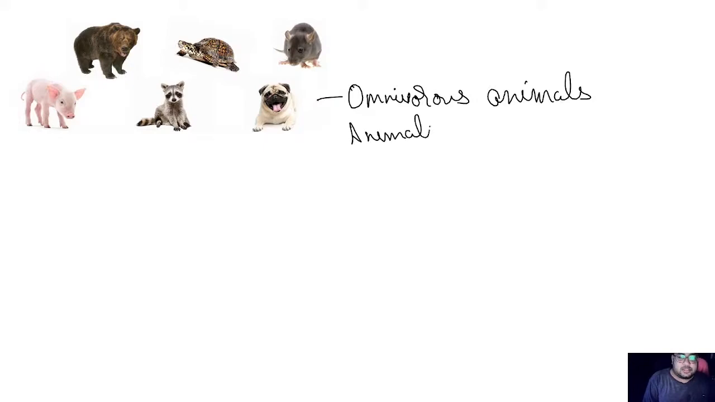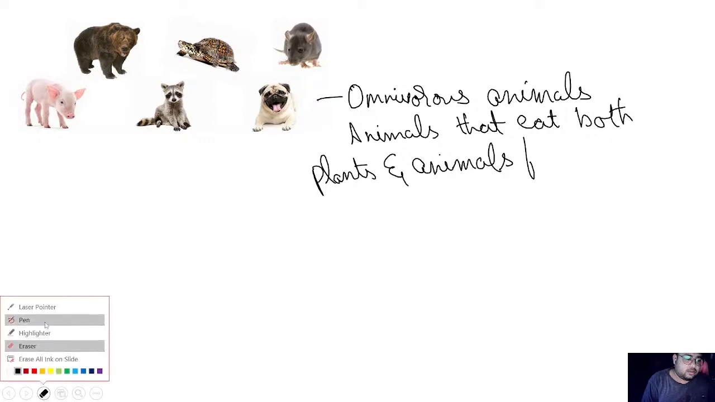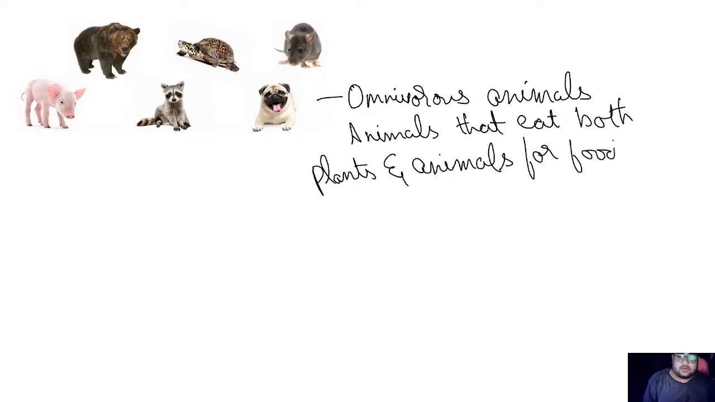That is omnivorous animals. Okay, so animals that eat both plants and animals for food are known as omnivorous animals.